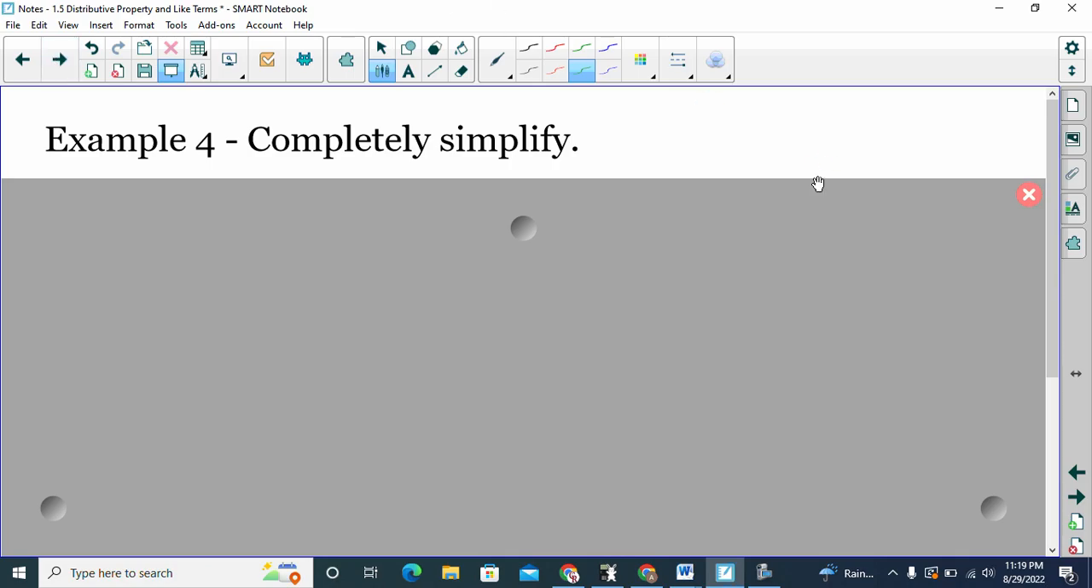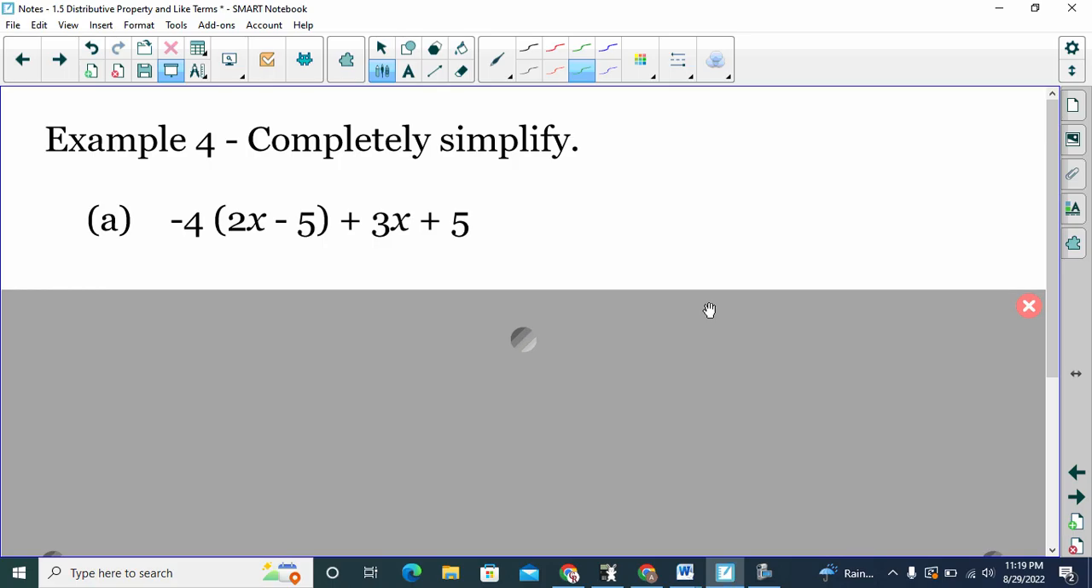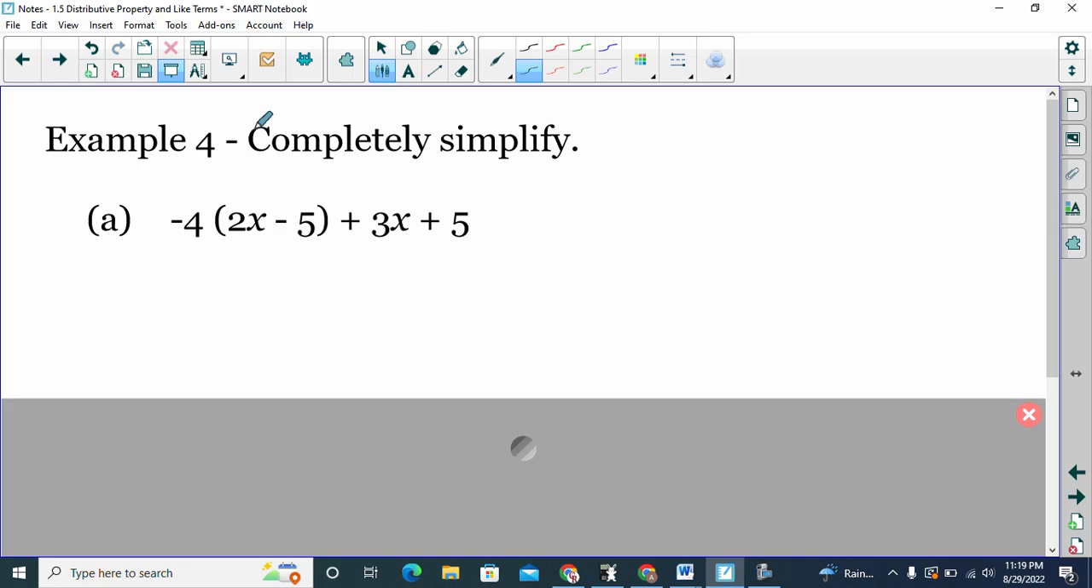Example 4, the last example, then you guys will practice a couple more on your own. Example 4 asks us to completely simplify. And part A looks like that. Negative 4 times the quantity 2x minus 5 plus 3x plus 5. And we need to completely simplify. The first thing we should recognize is we've got a number out in front of a parenthesis. When that's the case, we can use the distributive property.